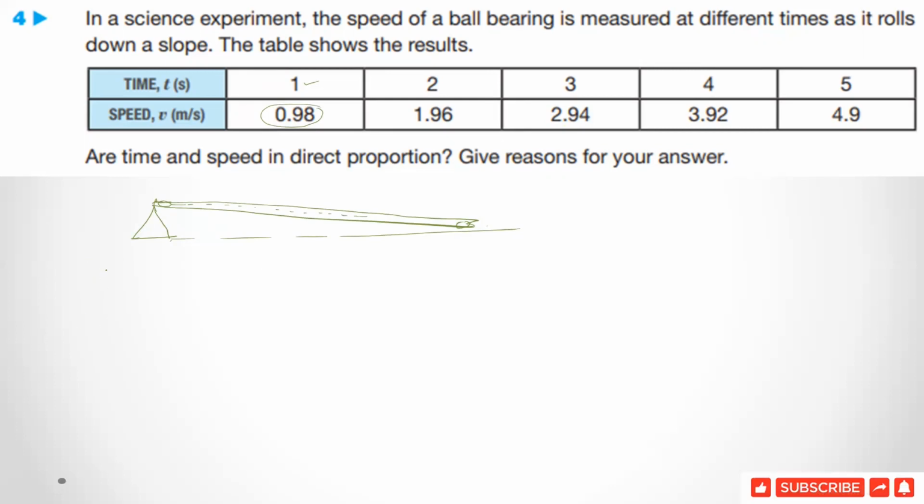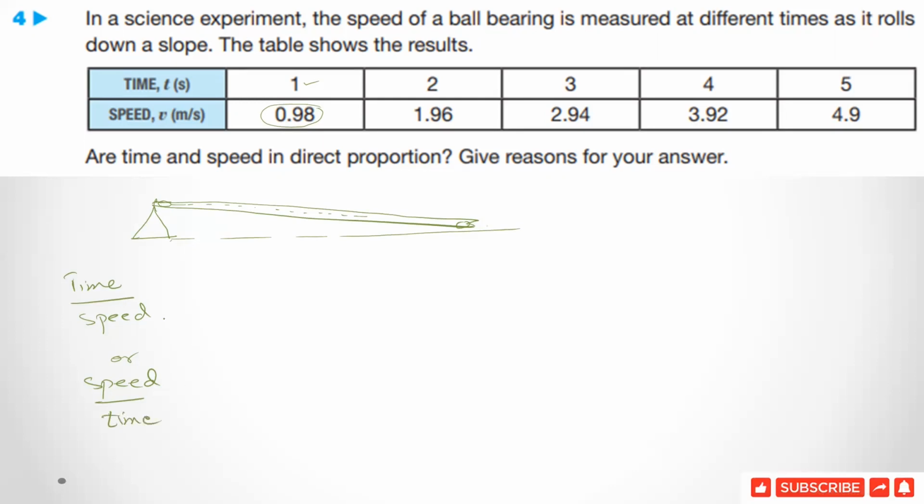Like, we will check whether the ratio between time and speed is the same or not. You can check time over speed, or you can check speed over time. Both must be the same, giving you the same answer. If not, then you can say these are not directly proportional. But now let us check.